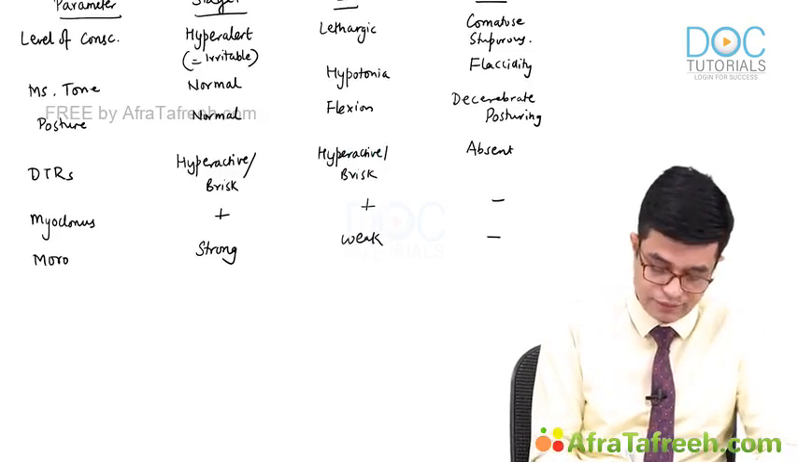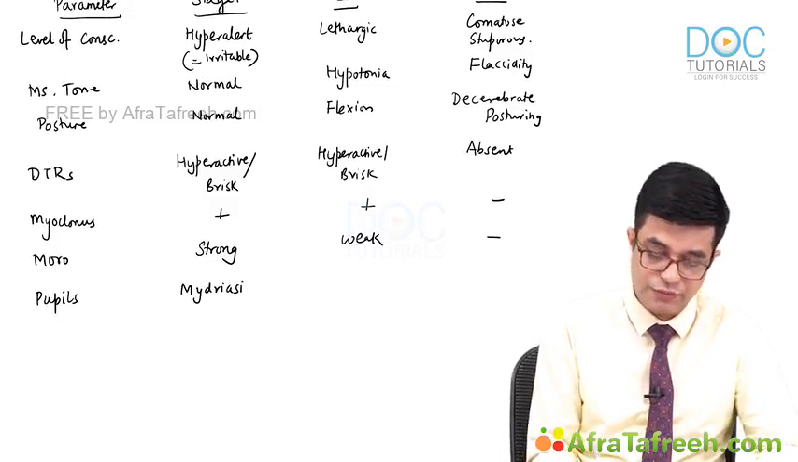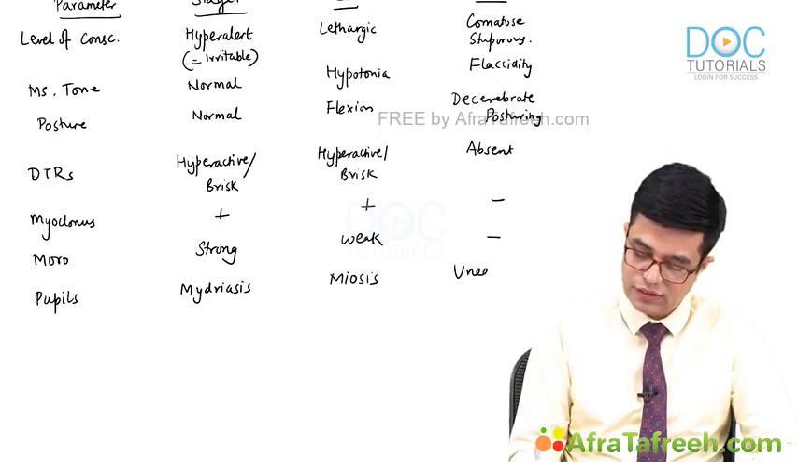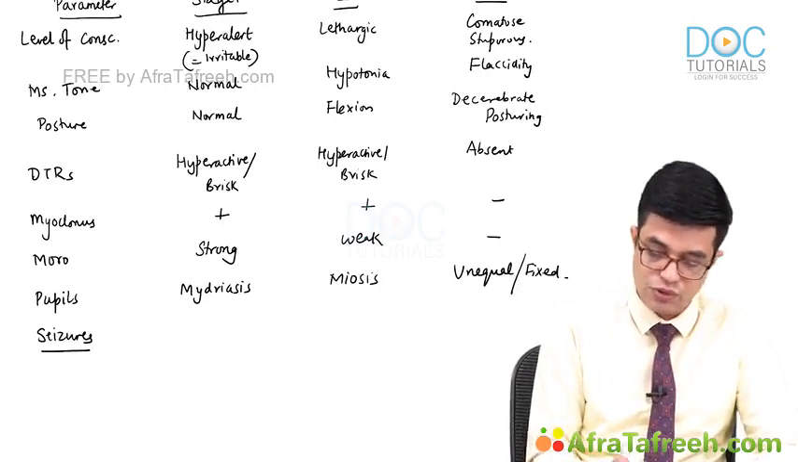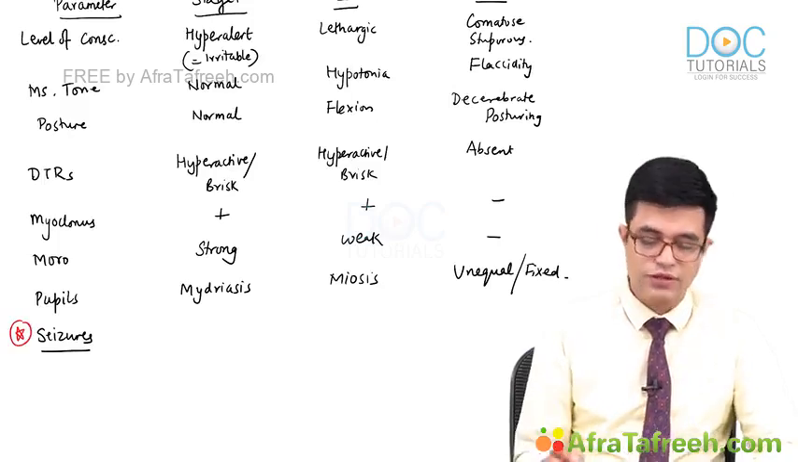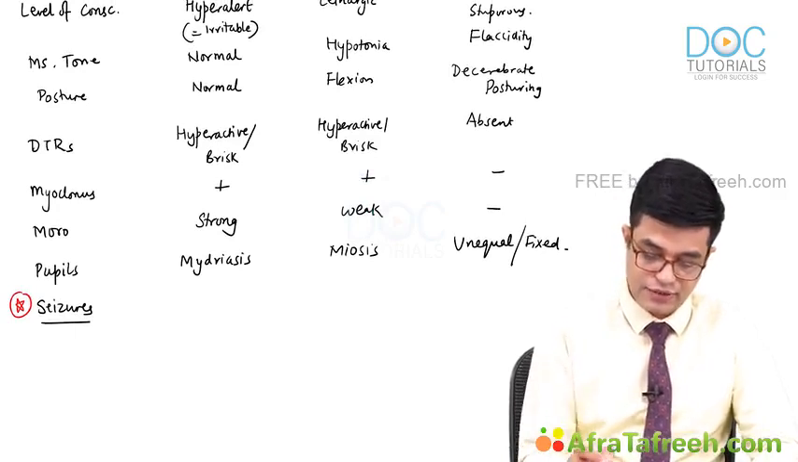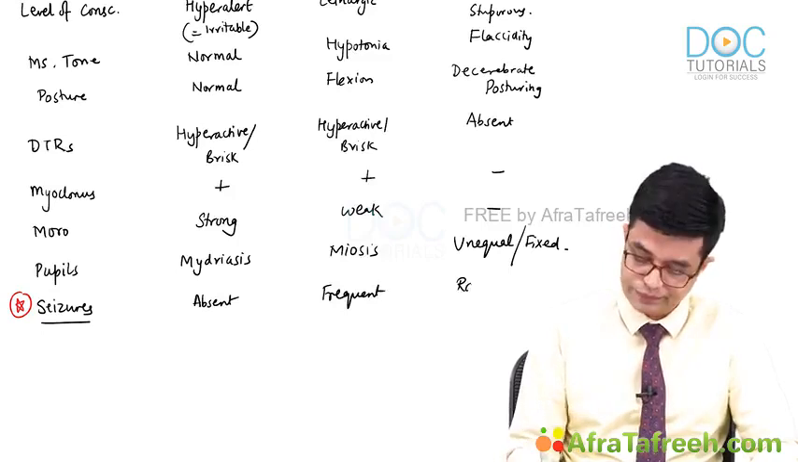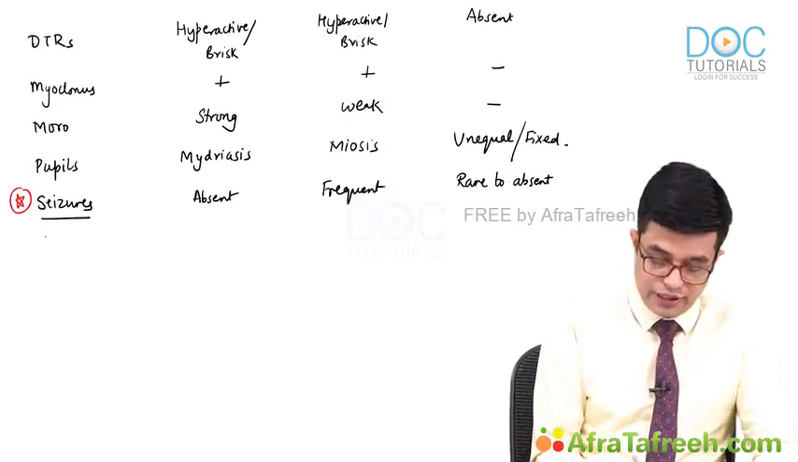We look at the pupils. Mydriasis is seen in stage 1. I hope you know what mydriasis is. Miosis is seen in stage 2, and unequal pupils or fixed pupils will be seen in stage 3. Then seizures. Seizures are very common. There was an MCQ asked in an entrance exam where the diagnosis could easily be made based upon the seizure status. Seizures are absent, very frequent, they are rare to absent. Rare to absent, right?